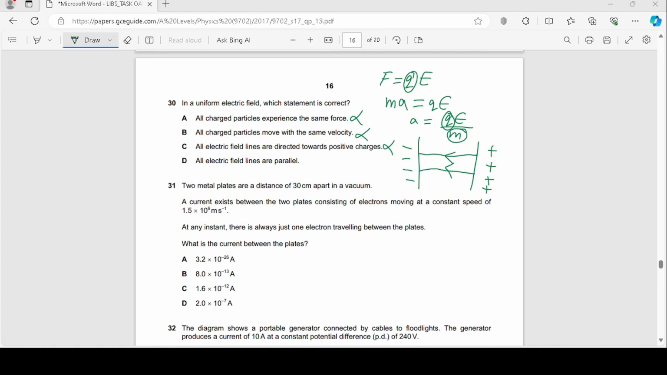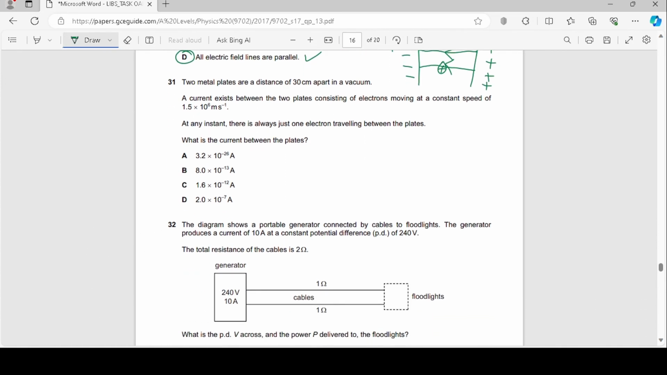Then talking about positive charges, because say you define it using a positive test charge, then obviously a positive test charge is going to be repelled from the positive plate and go to the negative plate. So I guess it should be the opposite if I understand the question correctly. If not, you guys can correct me in the comments. And then that leaves only option D, which says that all electric field lines are parallel, which is true because it is a uniform electric field after all. Yeah, so that's going to be the correct answer.